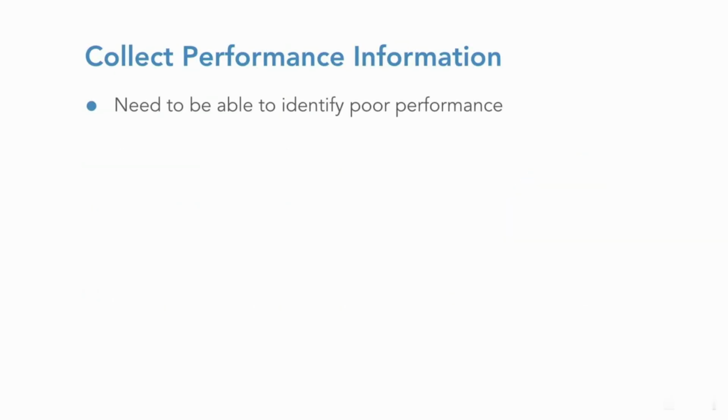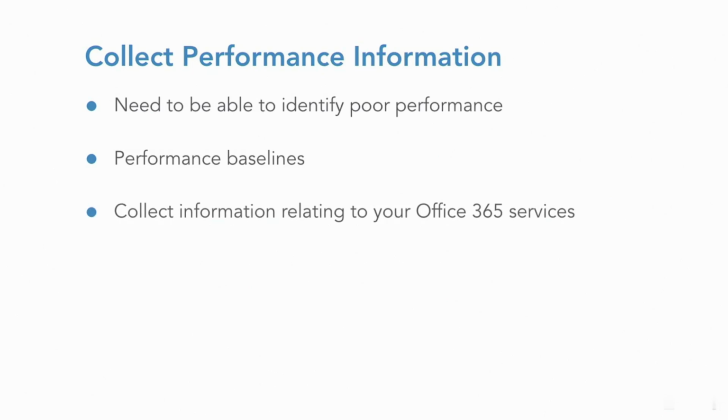You'll also need a way to measure poor performance. This is typically done by establishing and using baselines. Collecting performance baselines for your Office 365 services gives you something to measure against whenever a performance issue occurs. In essence, baselines give you a context for your performance.